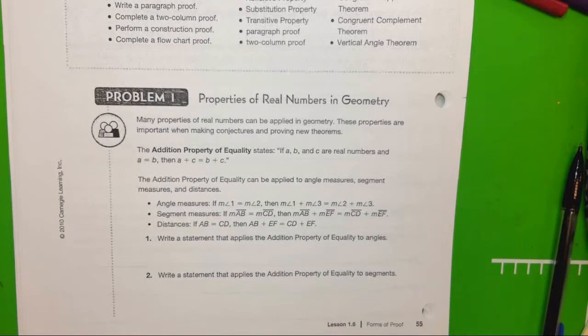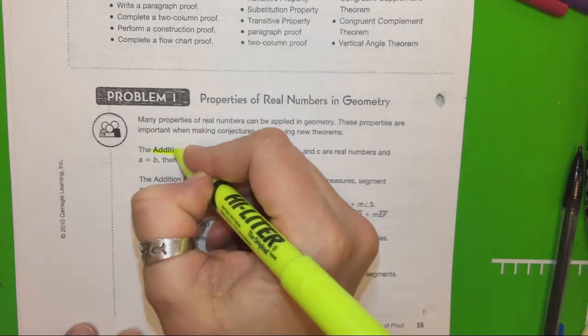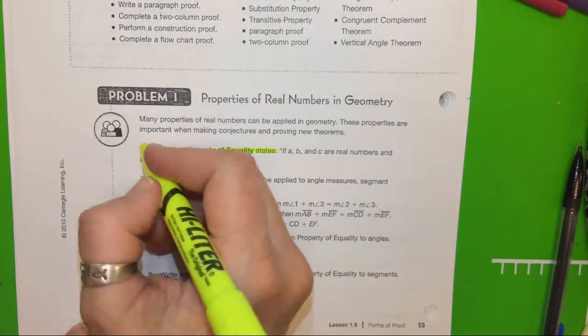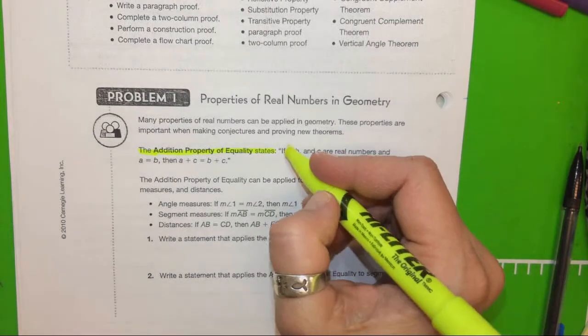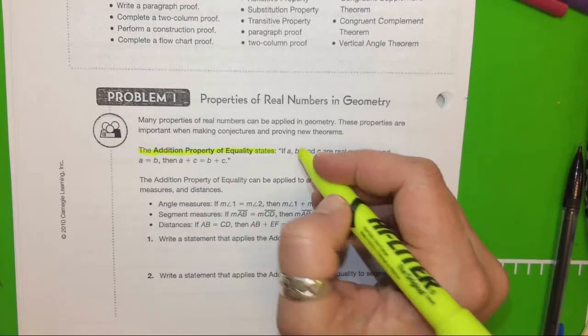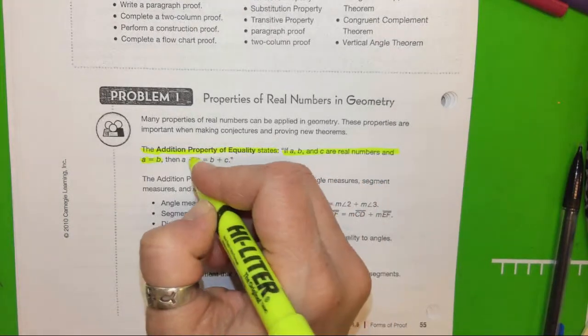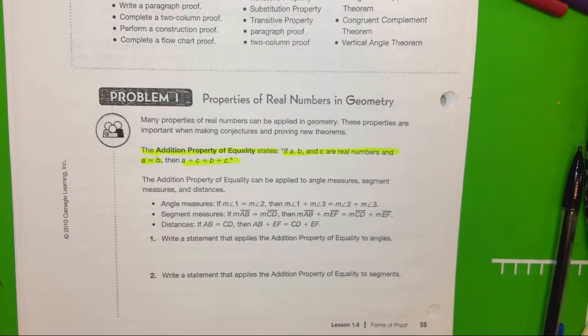So the first one that we're going to highlight is the addition property of equality. Now we've used the addition property of equality in algebra, and this is actually the definition of a property that we use in algebra. So if A, B, and C are real numbers, and we know that A and B are equal, then A plus C equals B plus C.